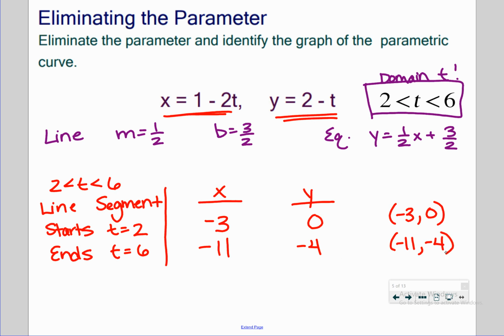So if it's negative infinity to infinity, it just goes on forever. If it's restricted, you just plug those numbers into your original parameters and decide where that means it's going to start and stop. Really, you could just calculate the x's and then plug the x's into our line equation if you wanted to. That was another option. Any questions on that one?